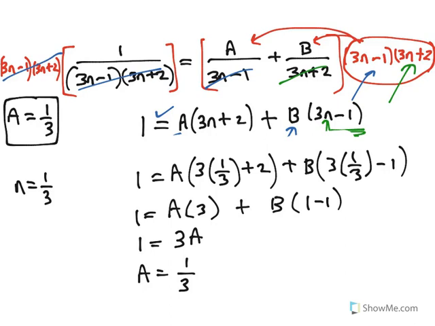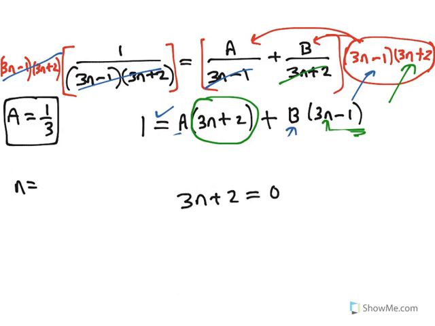So now we will solve for b. And the way we will solve for b is we need to choose a value of n that would make 3n plus 2 equal to 0, so that we will have an equation 1 is equal to b times some number, and we can solve for b. So the question is, what should we make n equal to so that 3n plus 2 will be equal to 0? So n is going to be negative 2/3. You can do that mentally, or if you want, you can set the factor 3n plus 2 equal to 0 and solve for n, and you get 3n is equal to negative 2, so n has to be negative 2/3 to make this factor equal to 0.